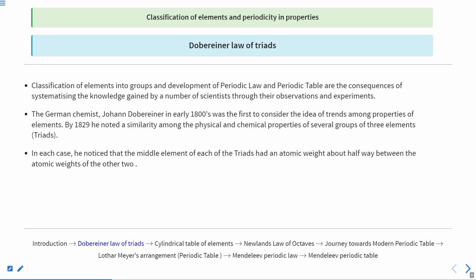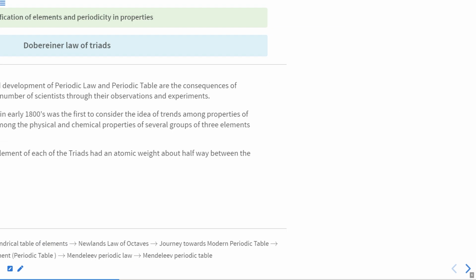So the logic behind his classification was that if you arrange three elements in an order, he found that the middle one's atomic mass is equal to the average of the atomic mass of the elements present on either side. So what he took as a basis was the atomic weight. He said we arrange these three elements in the increasing order of atomic weight, and the one in the middle will have an atomic weight equal to the average of the elements present on either side.